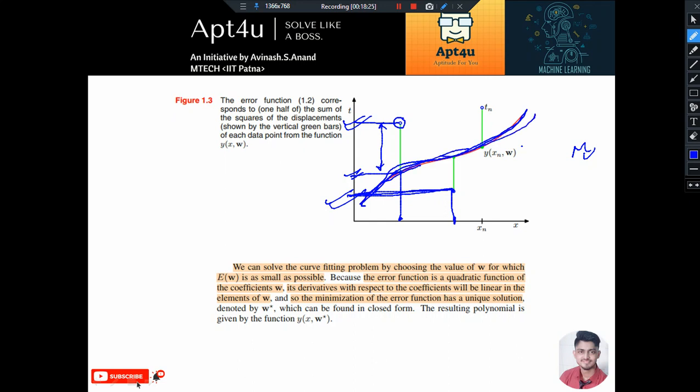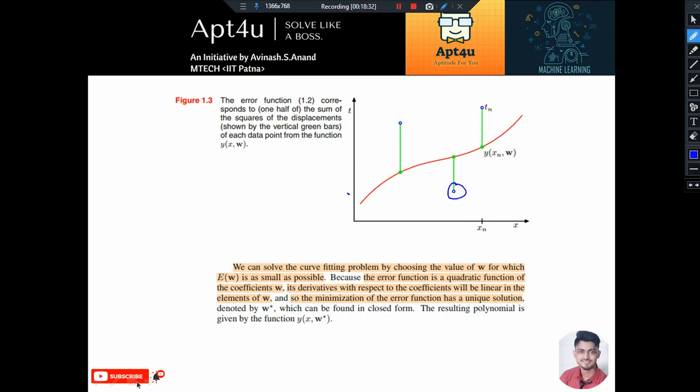So if the model uses this curve, then you can see that there is a difference between the true value and the predicted value. For this particular point, the true value is somewhere here, right? And this is the actual value, and the predicted value is this. The model is estimating it to be this; this part is the error. So likewise, you can see for all n data points, we'll be computing the error.